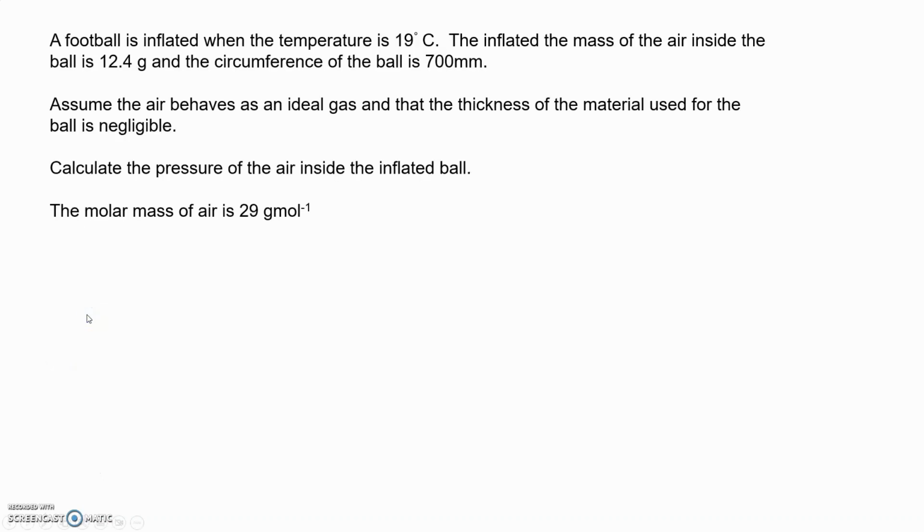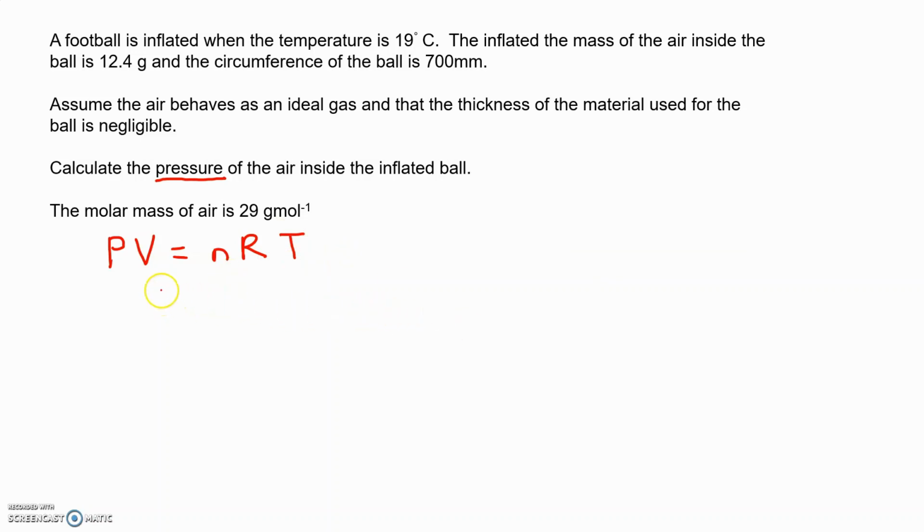Okay, so I'm just going to work through the question here, and as I said, there's 5 marks, so quite a lot of work to do. Now, the first thing is to figure out what equation you actually need. We're trying to calculate the pressure of the ball, and the equation we need here is PV equals nRT. So we're trying to calculate the pressure.